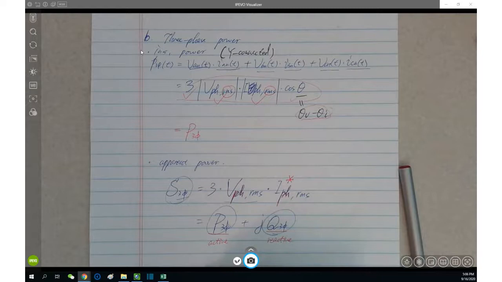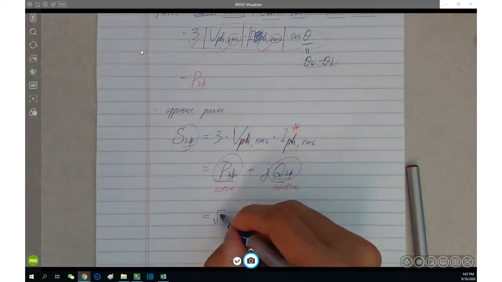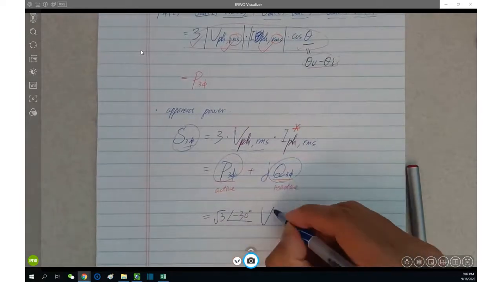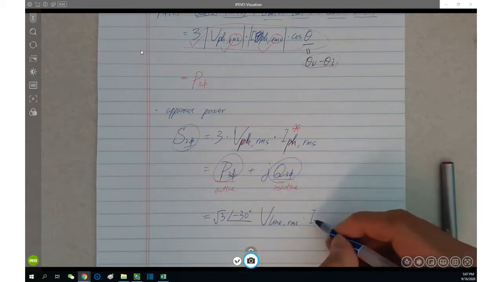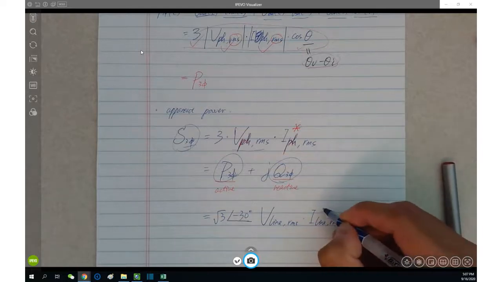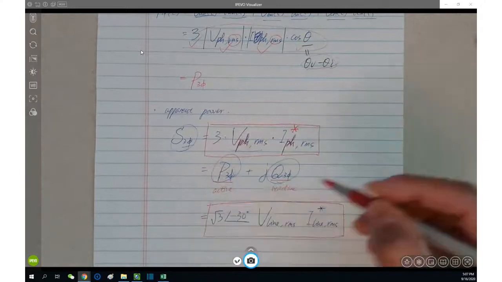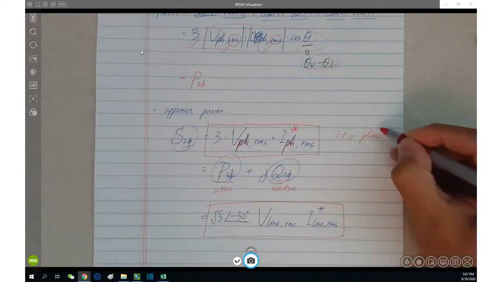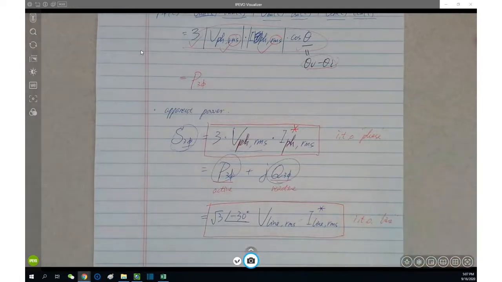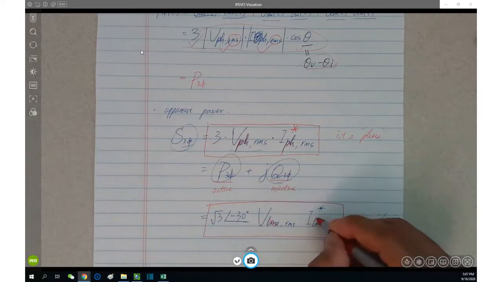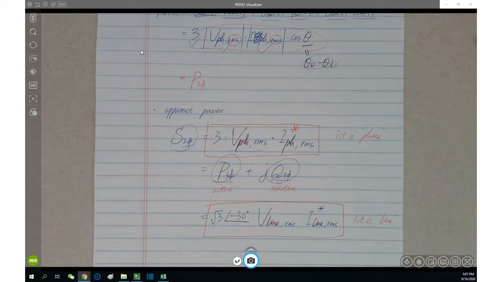However, we can also derive the formula in terms of line quantities. I think you also learned this from 335. So in terms of line quantities, just be very careful of the coefficient of square root 3 and the angle of negative 30 degrees. For the same problem, in terms of line or phase, you should end up with exactly the same power results. This is the apparent power, which directly tells you the active and reactive power as well.